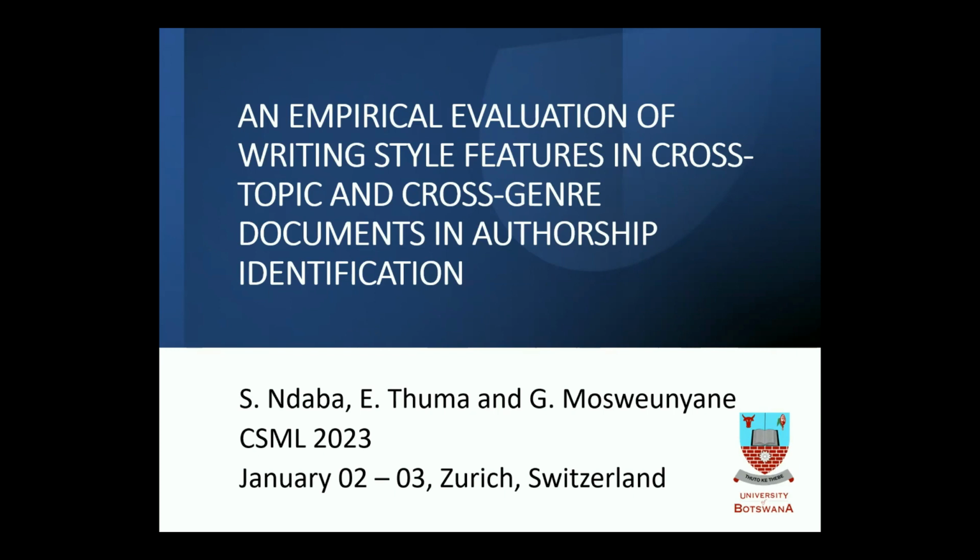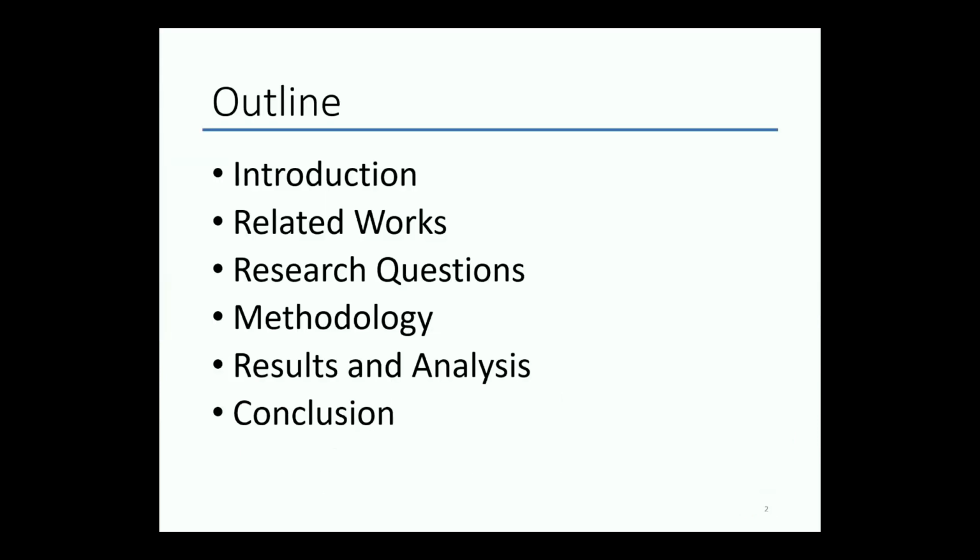The title of the paper is an empirical evaluation of writing style features in cross-topic and cross-genre documents in authorship identification. The three of us are from the University of Botswana. For the outline of this presentation, I'll briefly touch on the introduction and the related works, then go through the questions we asked ourselves while carrying out this research, then the methodology, the way in which we went through the research, and then touch on the result analysis before concluding the presentation.